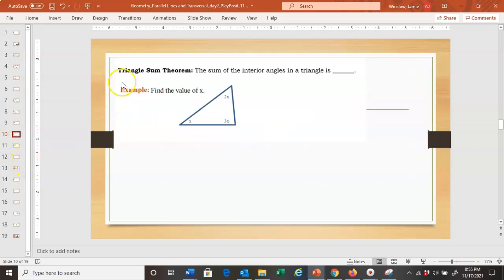The triangle sum theorem. We're going to use this so often, you probably already have. The sum of the interior angles is always 180 degrees. We've talked about this before. So let's solve for x. All we're going to do is take all three angles, add them together, and set it equal to 180.